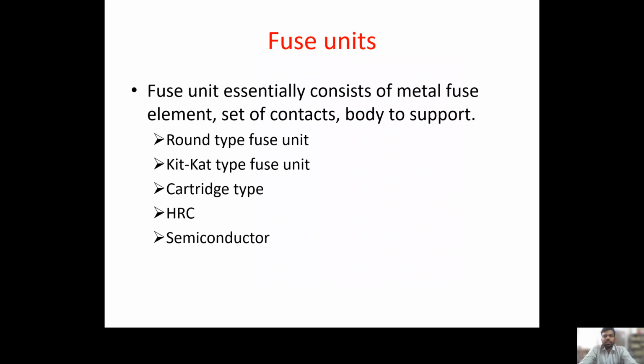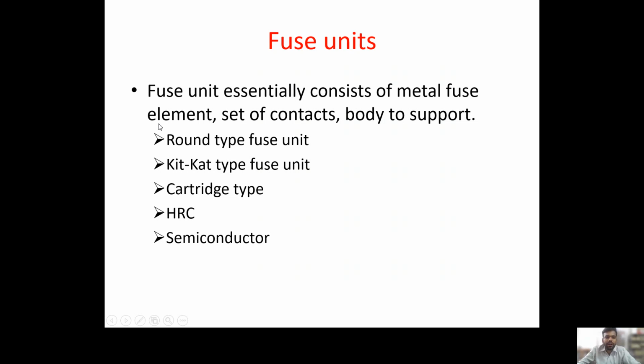And the next thing is the fuse units. We need fuse units for the purpose of holding the fuses. The fuse unit essentially consists of a metal fuse element, a set of contacts, and a body to support. The whole fuse unit consists of a metal fuse element. What is meant by metal fuse element?